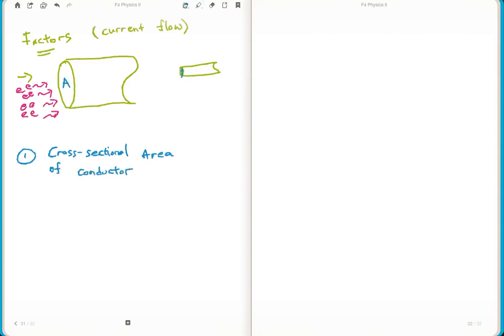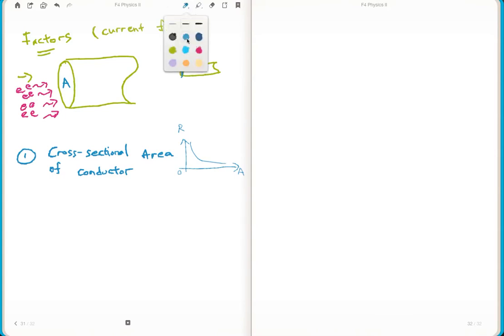What's the relationship? Okay, of a graph. You have resistance versus cross-sectional area, 0. So meaning, the bigger the area, the smaller the resistance, right? So therefore, the graph will be inverse proportional.